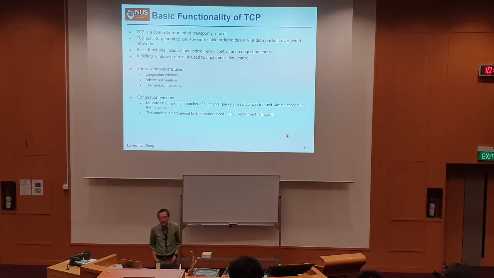It's a connection-oriented transport protocol. What do you mean by connection-oriented? In other words, it establishes a virtual connection from A to B, and whenever you send traffic, it will always take that path. So that's called a virtual connection. So TCP aims to guarantee end-to-end ordered delivery of data packets over wired networks. It was originally designed for wired networks in the days of ARPANET, back in the 1970s, so 40 years ago.